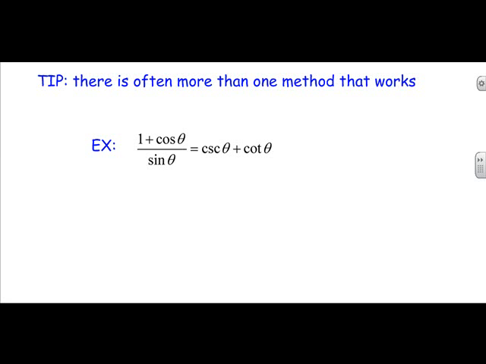First of all, since some of your thoughts are to rewrite things that aren't sine and cosine in terms of sine and cosine, we might choose to work on the right side of this equation and rewrite cosecant as 1 over sine of theta and cotangent as cosine of theta over sine of theta. Then you see you've got two fractions with the same denominator, and you can add those fractions together. And that's exactly what the left side is, so we're done.